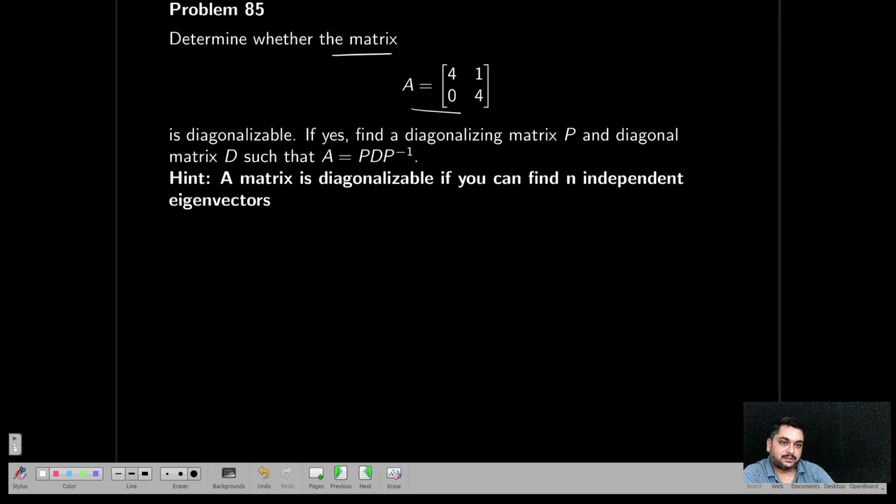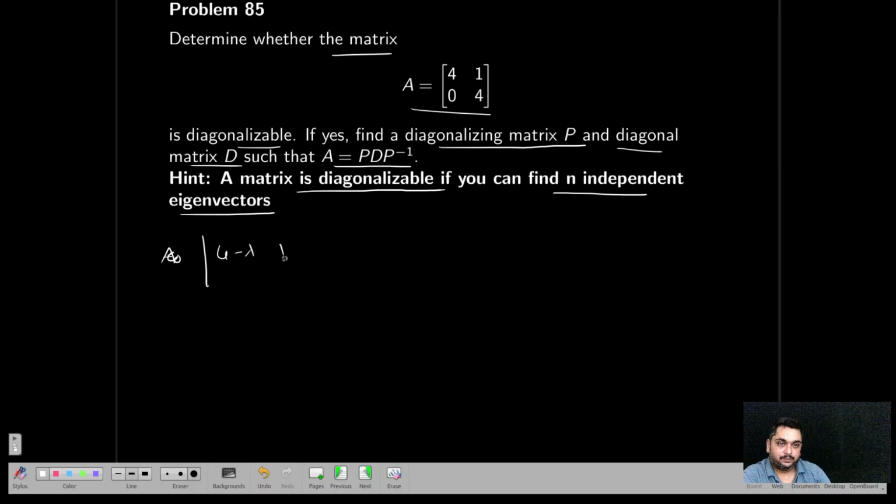Determine whether the given matrix is diagonalizable. If yes, find a diagonalizing matrix P and diagonal matrix D such that this condition holds. How will you find whether a matrix is diagonalizable? If you can find n independent eigenvectors. So let us find the eigenvectors for this. 4 minus lambda, 1, 0, 4 minus lambda equal to 0. So (4 minus lambda) square is equal to 0. So lambda equal to 4.